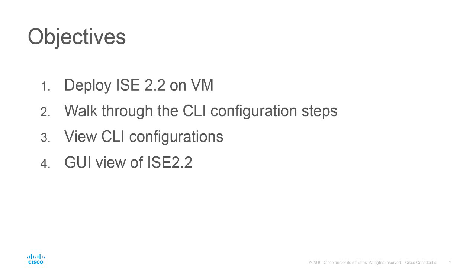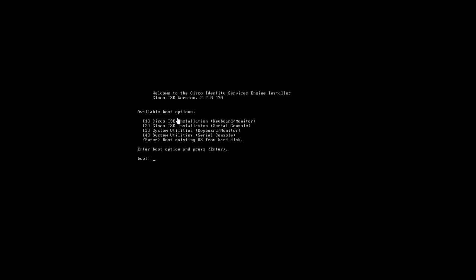Let's begin. In this blank screen, I'm connected to my VM console, and I've set up my VM to boot from the ISO image. So let's go ahead and boot it up. When first booting, we're prompted with the available boot options. We're going to choose option 1.